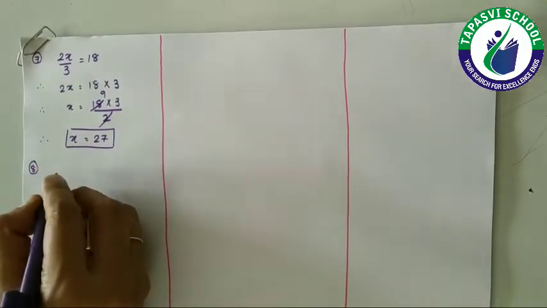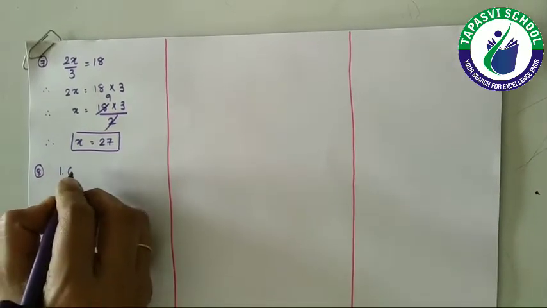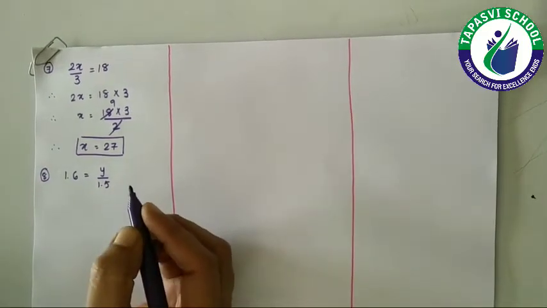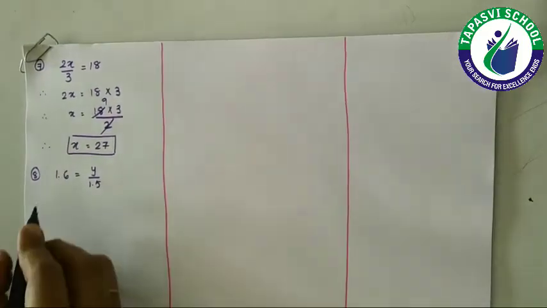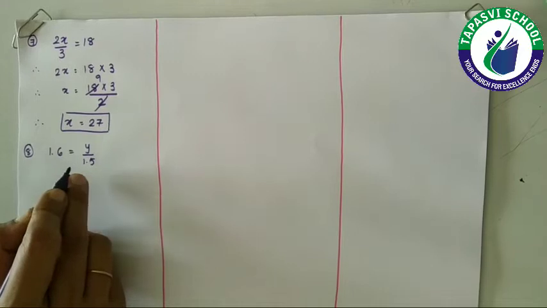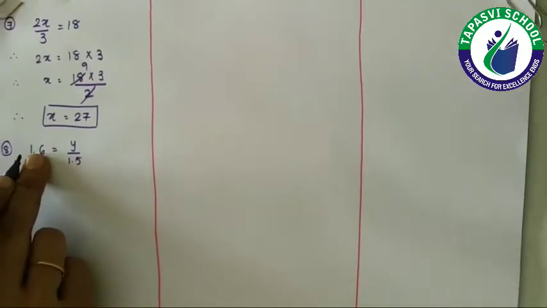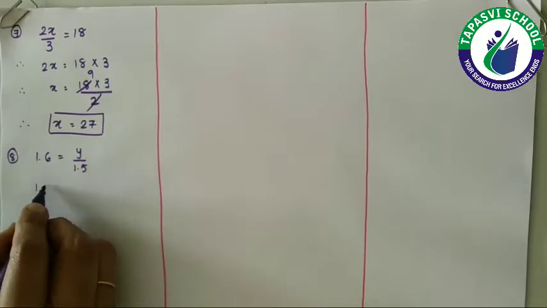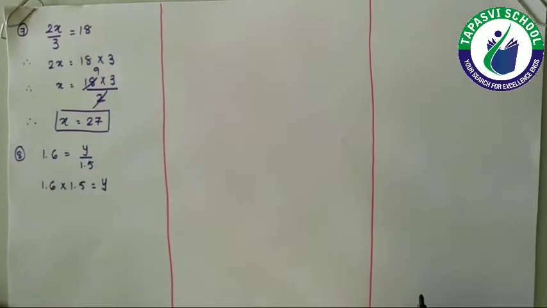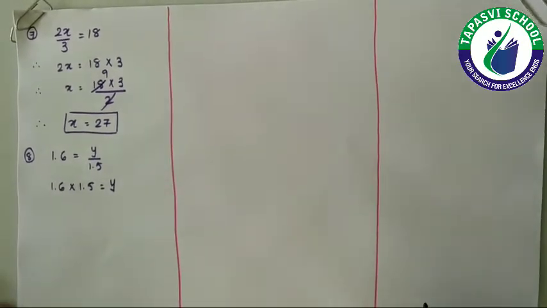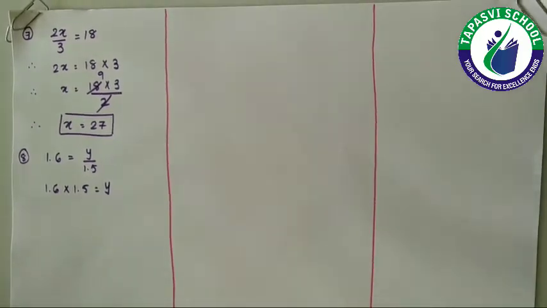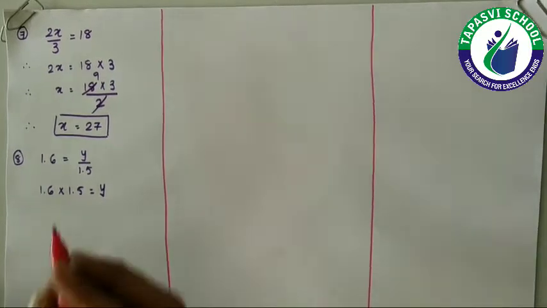Eighth one, 1.6 is equals to y upon 1.5. What will we do? This 1.5 is in the relation of division. This will change the sign and come this side. It will come in the relation of multiplication. Now students, multiplication of decimal numbers is always a big challenge for the kids. But nothing to worry. Here I am doing some rough work for the same.